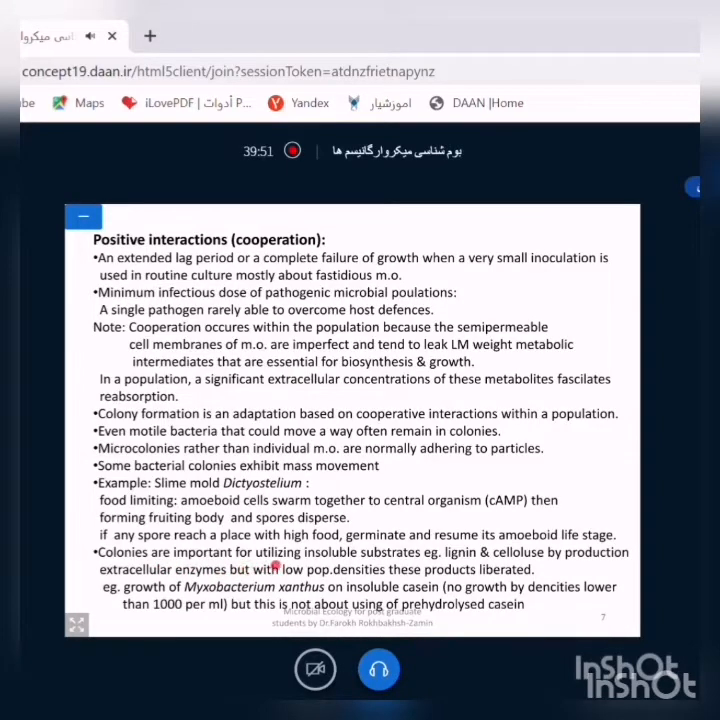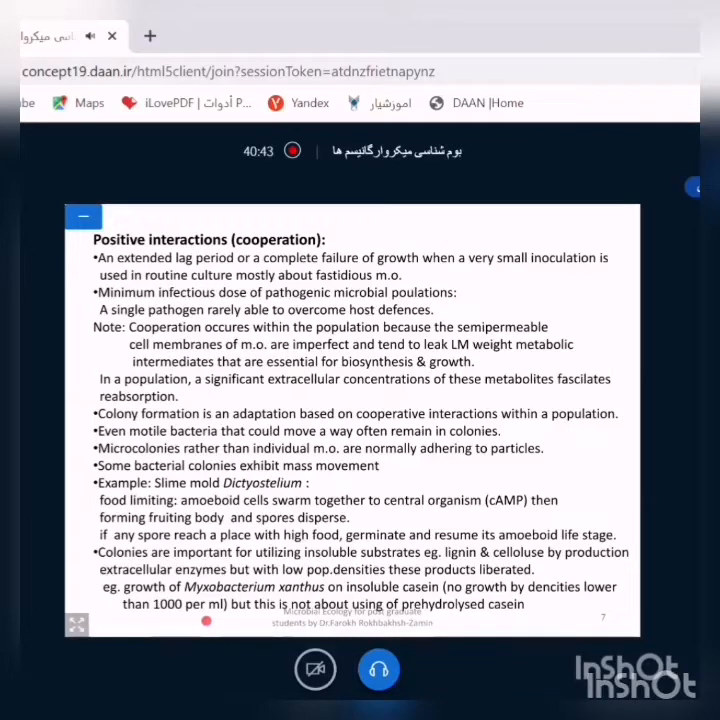Colonies are important for utilizing insoluble substrates, for example lignin and cellulose, by producing extracellular enzymes, but at low population densities, these products are lost. Example: growth of Myxobacterium xanthus on insoluble casein. If we inoculate this bacterium in a medium containing insoluble casein, there is no growth at densities lower than 1,000 per milliliter.